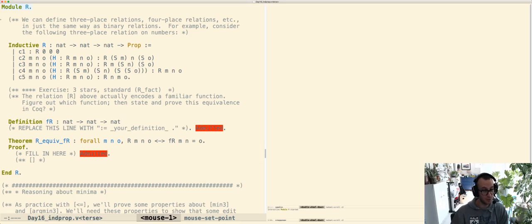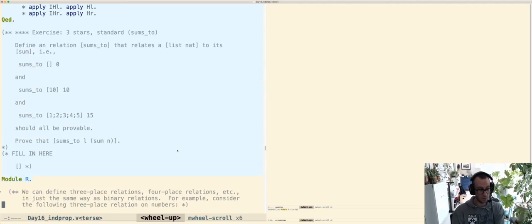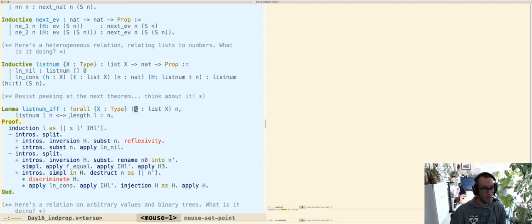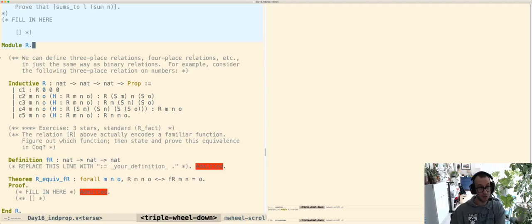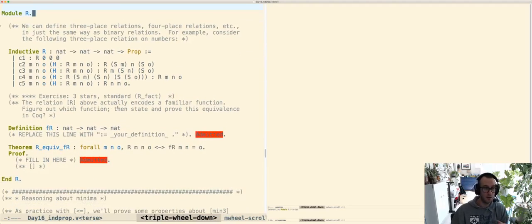The structure of your solution will be f_r is going to be some function that corresponds exactly to r, in the sense that r relates m, n and o if f_r applied to m n yields o. So this is analogous to, I believe we called it listnum, where listnum relates L to N if the length of L is equal to N. So in this sense, a ternary relation is like a binary function, the way that a binary relation was like a unary function, a function that takes one argument.